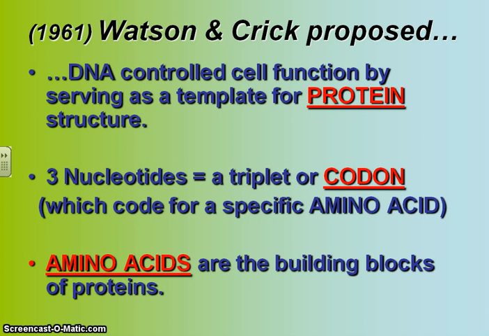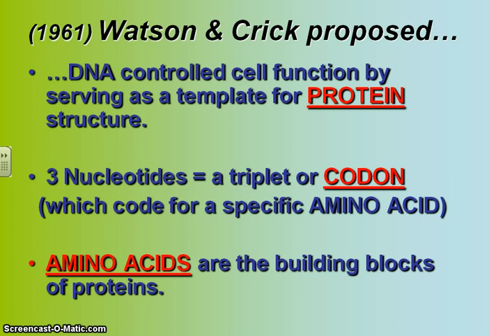And their model served to tell us that DNA controlled cell function by serving as a template for protein structure. So that's what DNA does. It controls what proteins we have in our body. We discussed that. And the way it does that is by sections of 3 nucleotides. The 3 nucleotides are those complementary bases. But the base is only 1/3 of the nucleotide. The nucleotide has what 3 things to it? Sugar, nitrogenous base, and phosphate group. Those 3 things, yes.